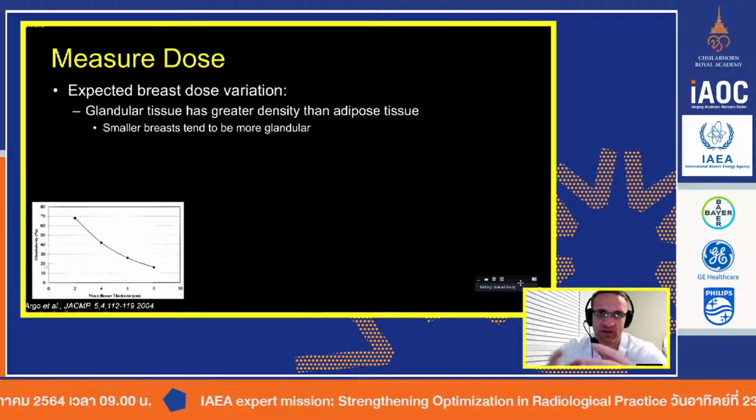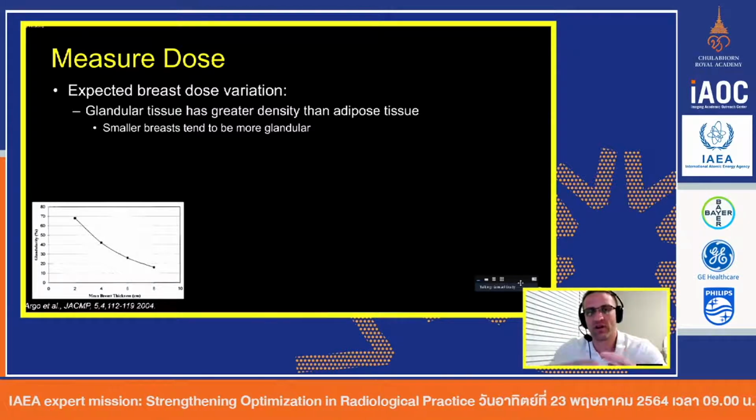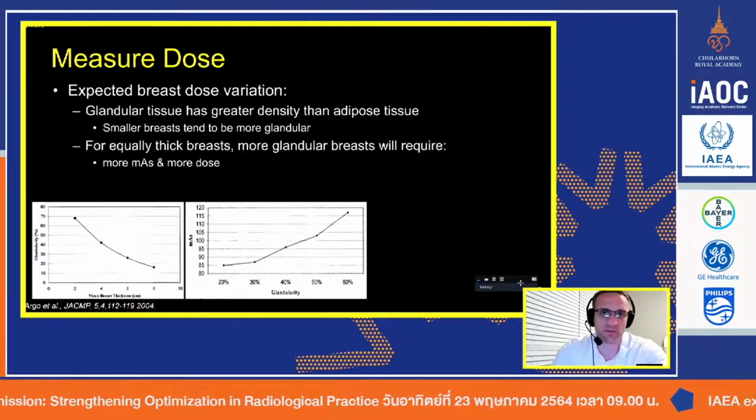And we just know as the breast tends to get bigger, it tends to be bigger based on the fat volume, and glandularity will tend to be consistent.